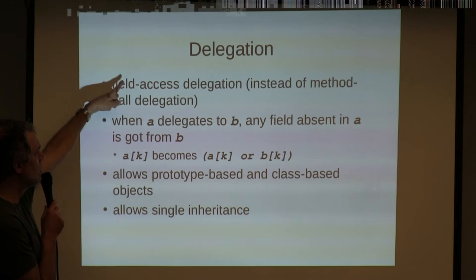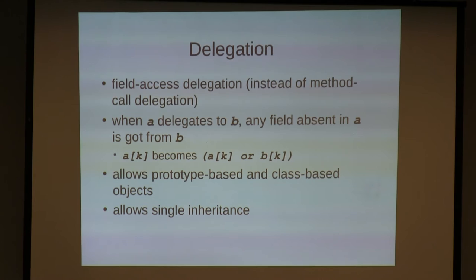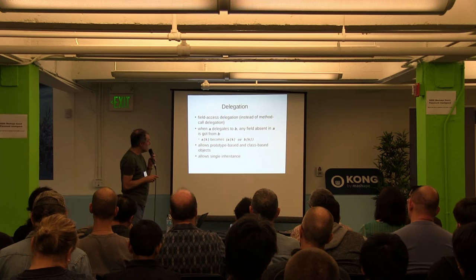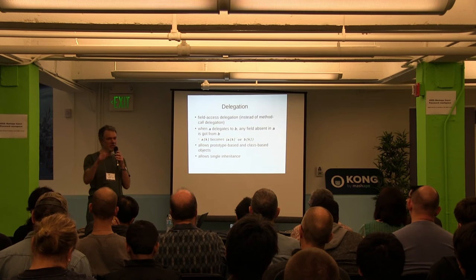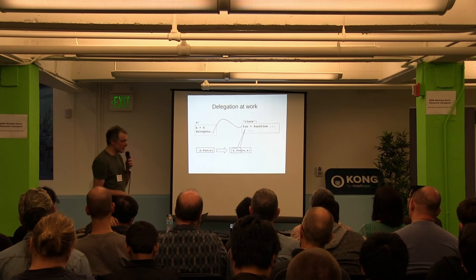It means that when a table A delegates to a table B, and we try to access a field in A, and A doesn't have that field, it delegates the access to B, and if B has that field, it returns that value. So it has nothing to do with calls, nothing to do with methods, it's just a relationship between tables of how you can propagate accesses. And of course, the same way that A delegates to B, B can delegate to another table, so you can do a chain of delegations for a specific field. And this is how it works in practice.